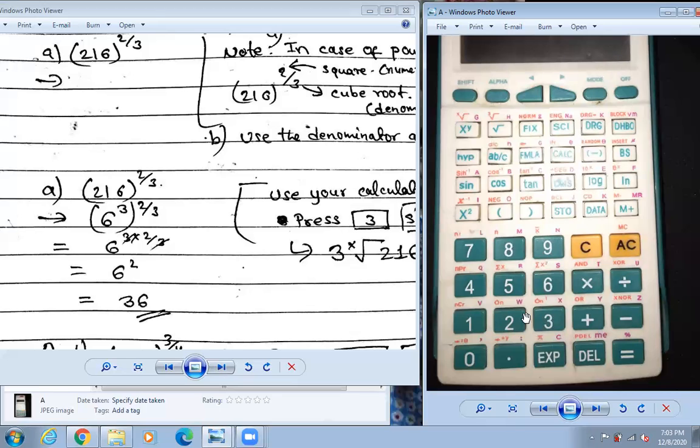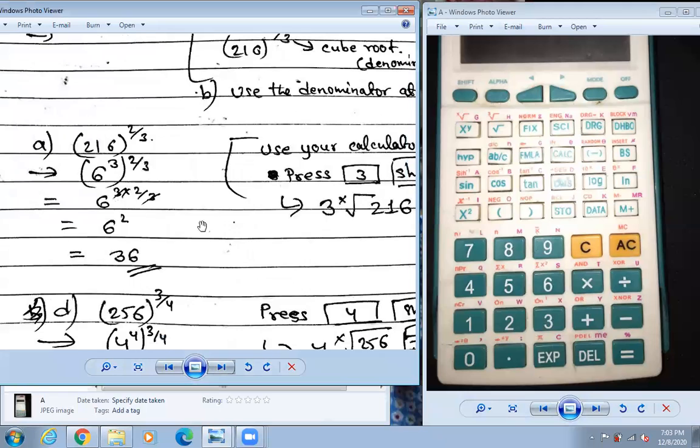Without typing, now you can press alpha A, something like that, and that same number will come. So you need to know the functions of the calculator, and how to use the calculator. So this is all about question number A.